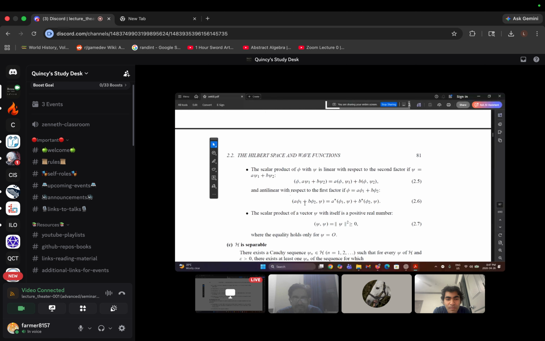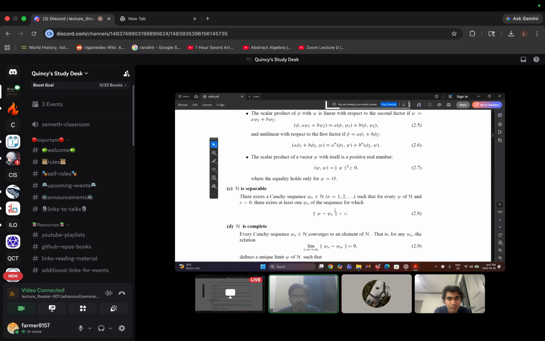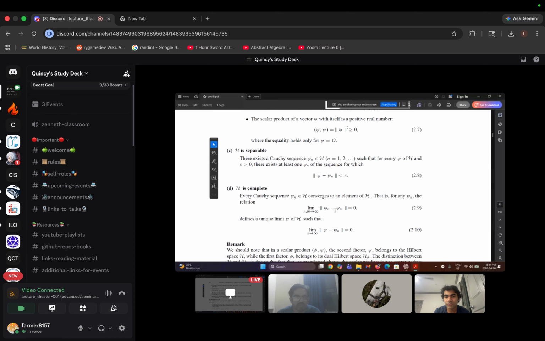(a phi 1 plus b phi 2, psi) equals a star (phi 1, psi) plus b star (phi 2, psi). The scalar product of vector psi with itself is a positive real number. (psi, psi) is equal to this, that's just a modulus square. The equality only holds for psi equal to 0, the zero vector. It's just separable.